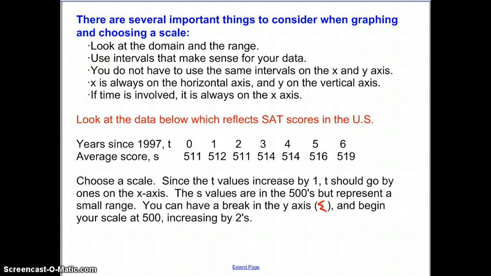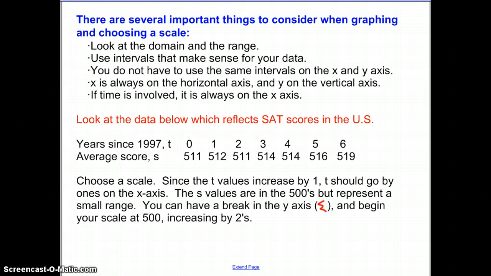If time is involved, x is always time and it is on the horizontal axis. If we look at the data here, which reflects SAT scores in the United States, we have the years since 1997, that's t or time. So the year 0 would be 1997. The year 1 would be 1998, and so on. The average score, S, is given for each year.